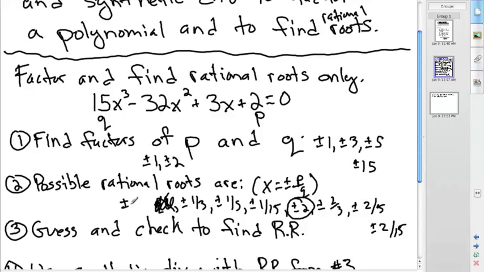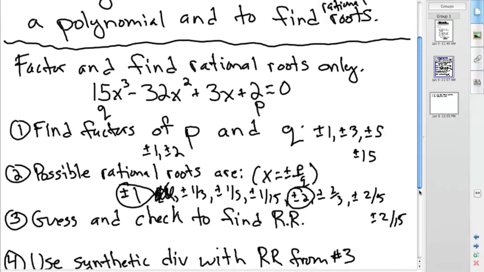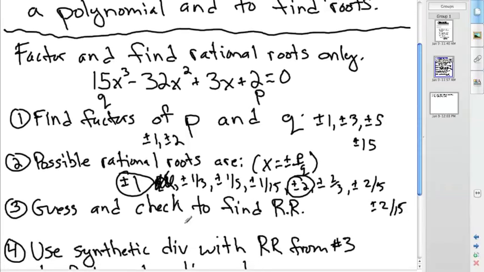I forgot to write plus or minus 1. Now the reason why I'm circling plus minus 1, plus minus 2 is that those are the two possible roots I would check first. So we want to use guess and check to find the rational roots. And again, use the calculator.